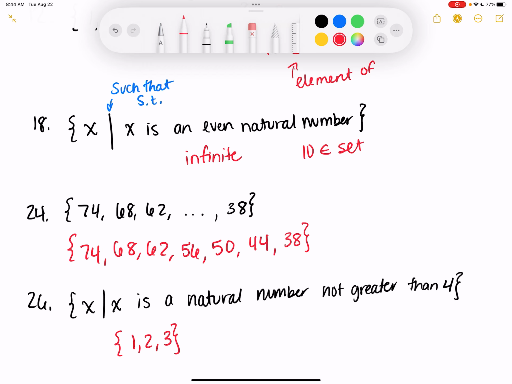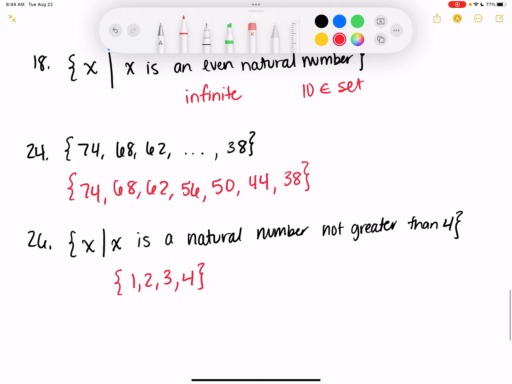Well, I guess it doesn't say or equal to. So yeah, technically 4 would be included. If it said not greater than or equal to, then we couldn't include it. But yeah, since it's just greater than, we would include it. All right. Questions about those ones? Feel okay with those? Cool.